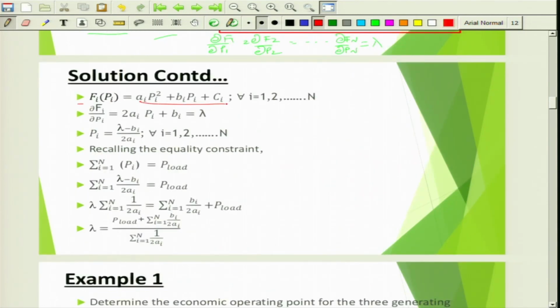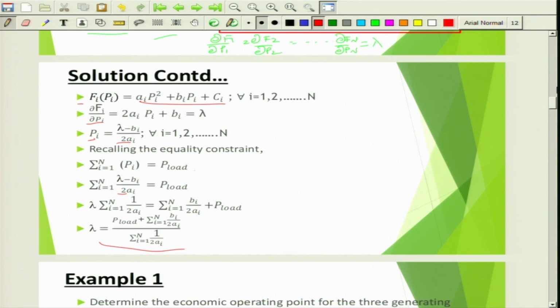This is the characteristic function of a typical thermal power plant: Ai Pi square plus Bi Pi plus Ci is equal to Fi of Pi. If you do the partial differentiation, you will get Pi is equal to lambda minus Bi by 2Ai, and recalling the equality constraint, the summation of generation is equal to load, so the sum of lambda minus Bi by 2Ai is equal to P load. If you solve, lambda comes out as P load plus the summation from i equals 1 to n of Bi by 2Ai, divided by the summation from i equals 1 to n of 1 by 2Ai.